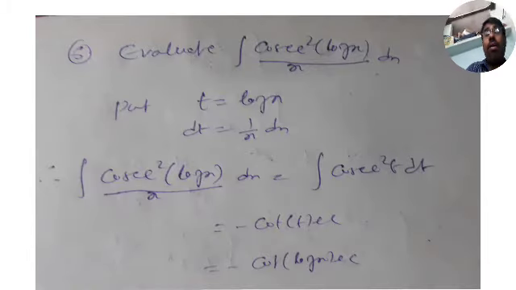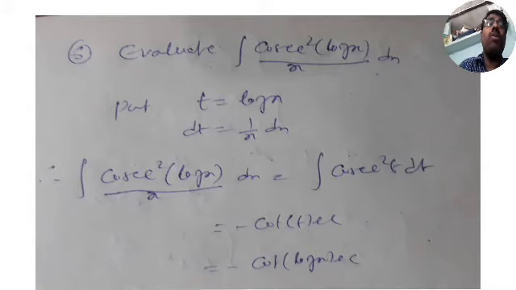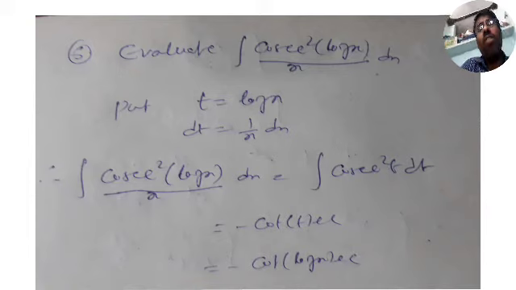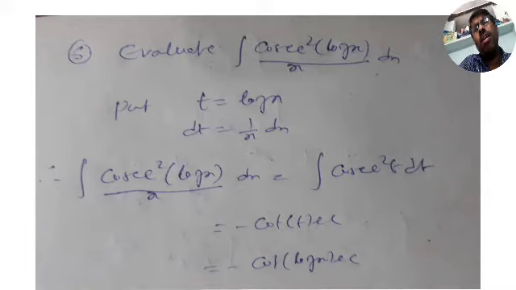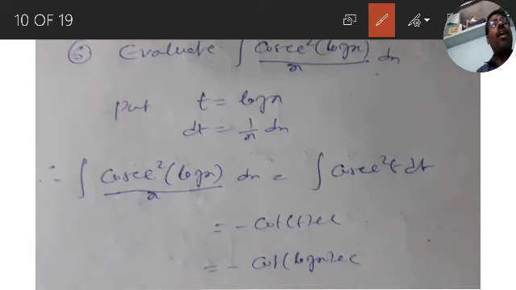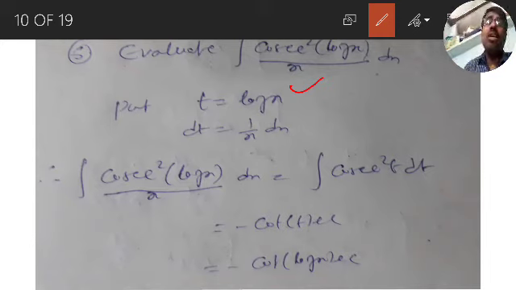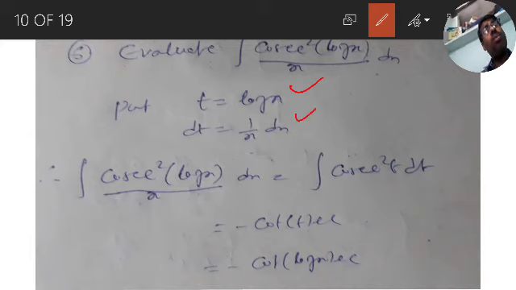Yes, 6th problem, very similar to that. Evaluate integration cosec square of log x by x into dx. Just look at the problem and identify the substitution. What is the substitution that you have to use here? t is equal to log x. Yes, again the same, t is equal to log x. Derivative of log x is 1 by x, so dt is equal to 1 by x into dx.